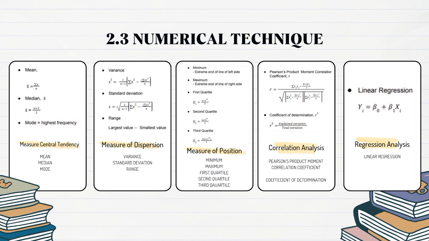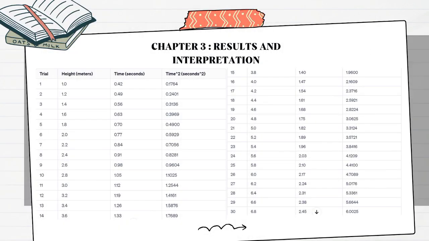Third one is position, which is minimum, maximum, first quartile, second quartile, and third quartile. And the fourth is correlation analysis, which is Pearson product moment correlation and coefficient of determination. And the last statistic technique is regression analysis, which is linear regression. This is the value and data that we got for height and time taken for the falling ball.